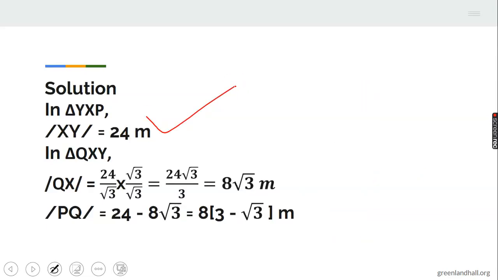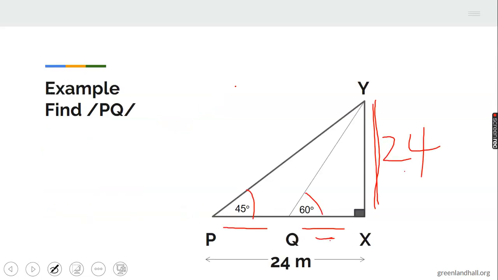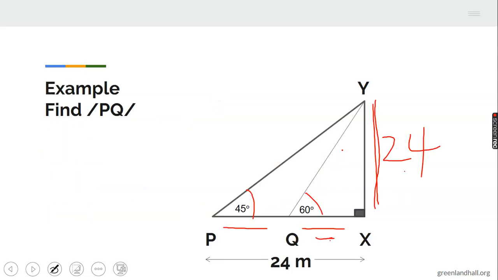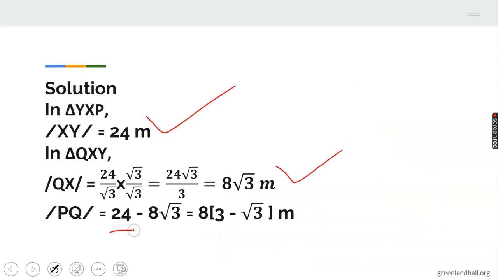Then the other point, SQ, we have it to be 8 root 3. So the difference between 24 and 8 root 3 will give me PQ, and that is 24 minus 8 root 3. Factorizing, or you leave it like this. When you factorize, 8 is common. It will be 8 into 3 minus root 3 centimeter.